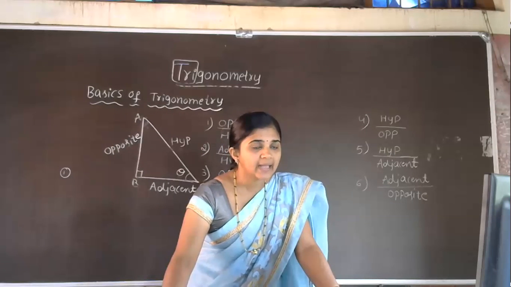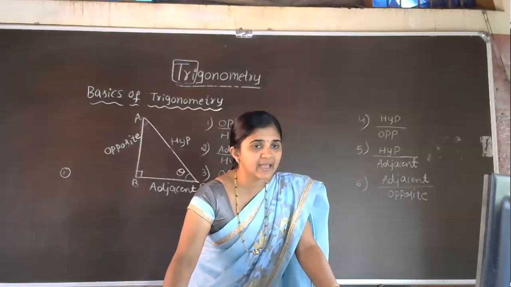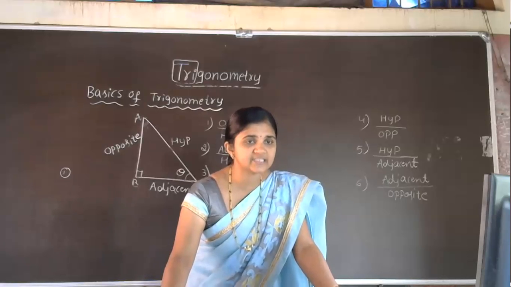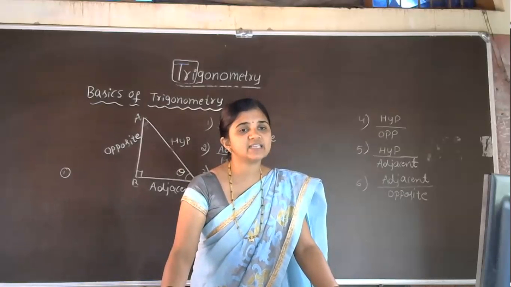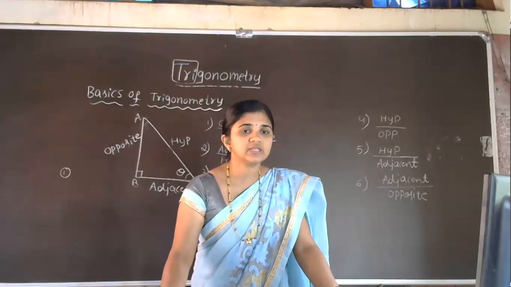So here the angle is 90 degrees at B. Here the marked angle is this one, theta. For that, the opposite side is called opposite, this side is called adjacent, and this is called hypotenuse. Here we took the 6 ratios.